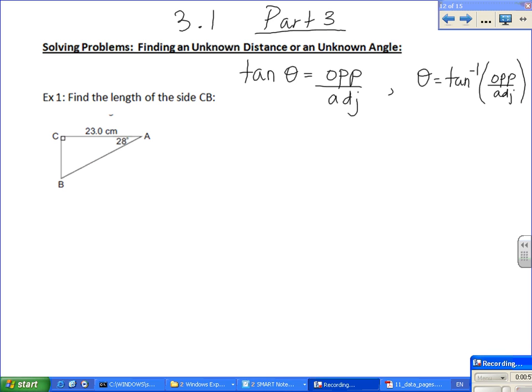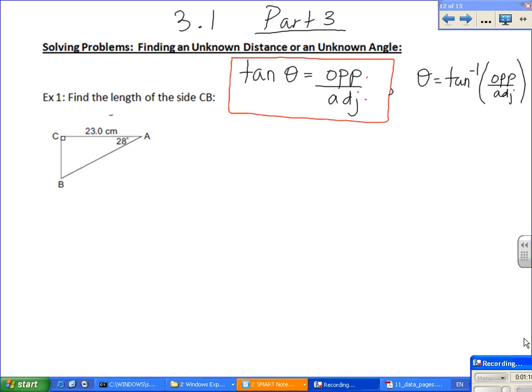And finally, we may need to rearrange this equation here. If we're looking for an unknown side length, we might be looking for the opposite side or the adjacent side, in which case we may need to rearrange our formula. So we're going to have to do a little bit of practice with rearranging formulas as well. So let's start with our first example.